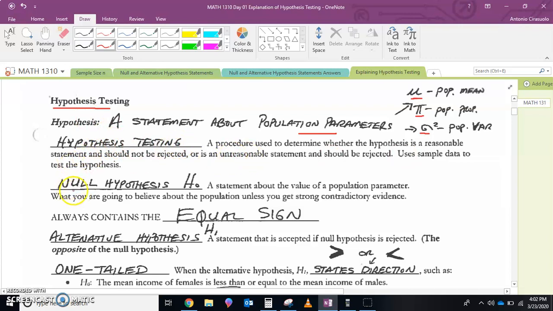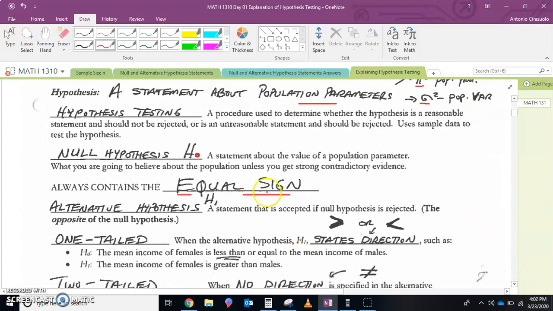In terms of the null hypothesis, there's some terminology and syntax that we deal with. We call the null hypothesis a statement about the value of the population parameter, what you are going to believe about the population unless you get strong contradictory evidence. The null hypothesis will always contain the equal sign. Okay, well, you'll see what I'm talking about as we move along.